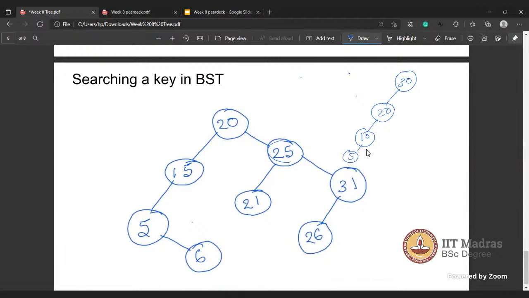So how many comparison or iteration we have to take? 1, 2, 3, 4. So complexity will be order of n in worst case. You got it? Okay, so then best case.